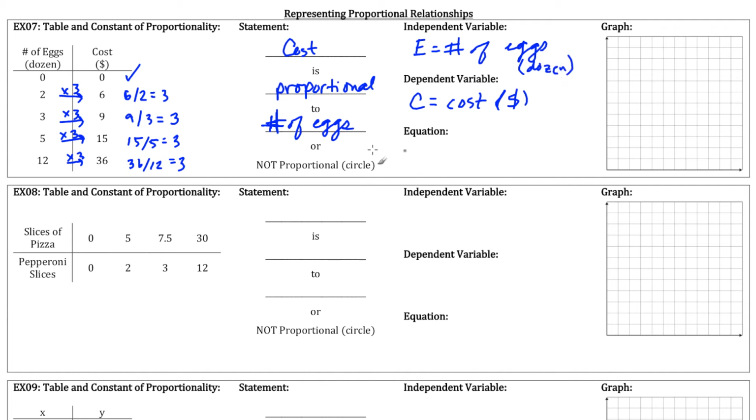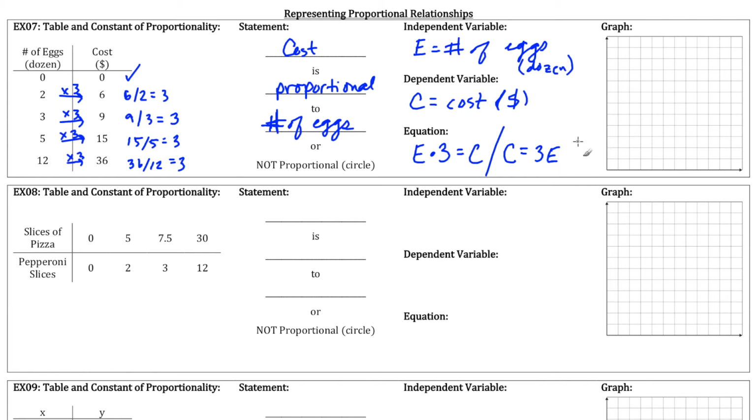Alright, so our equation, so we took the eggs and we multiplied by 3. Ooh, that might look a little confusing, so I'm gonna change my E. We took the number of eggs, we multiplied by 3, and we got the cost. I also want you to write it a different way. I want you writing it as the cost is equal to 3 times the number of eggs in dozens.